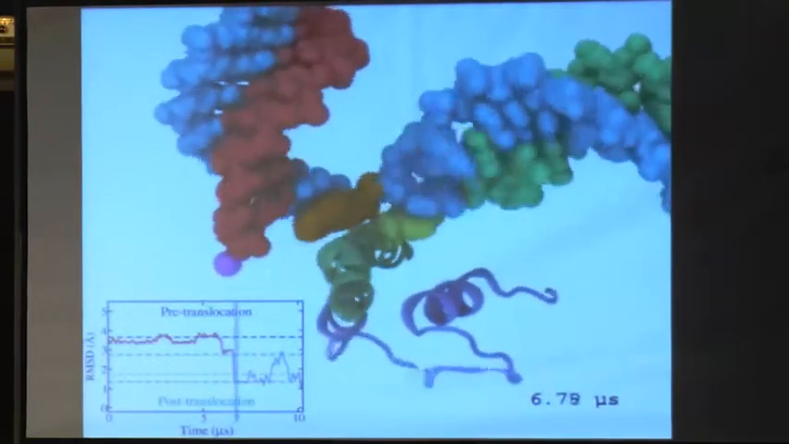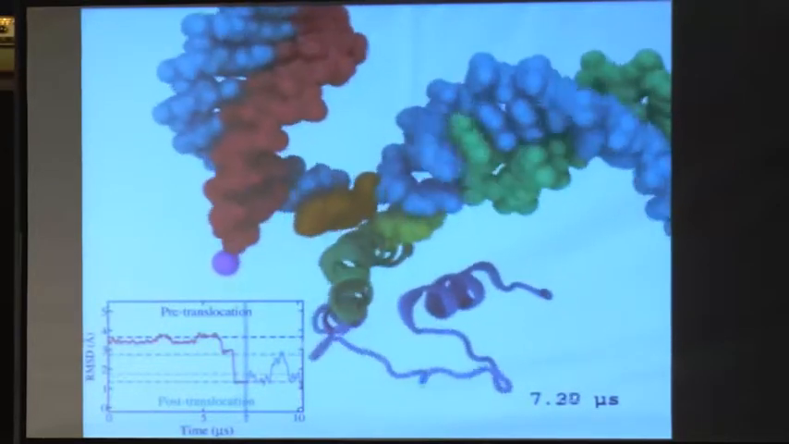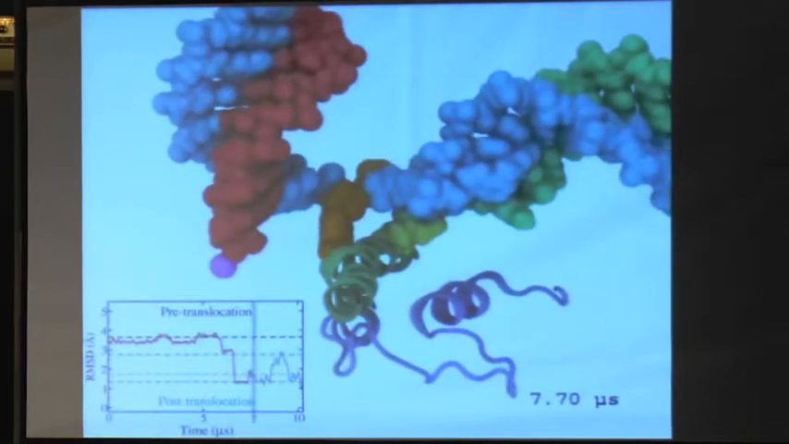So now it's jumped over. It's now waiting for the incoming NTP, nucleotide triphosphate, to complete the reaction. Now, the important thing here is we're looking at a very small part of a large calculation, and that was very important just to explain what's going on. But the calculation itself involves something like 500,000 atoms.